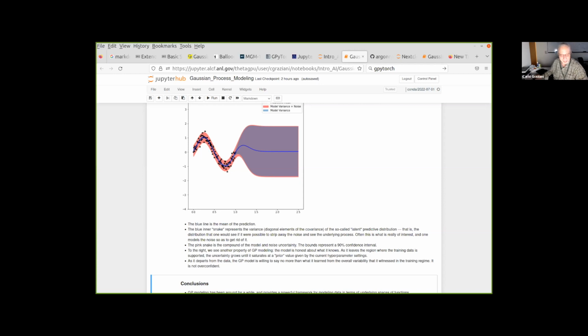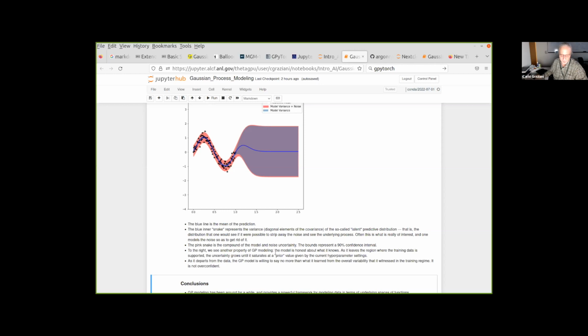The pink snake is both of them. There's both the model and the noise model together. These bounds represent a 90% confidence interval. Okay, now to the right, this is the interpolation region. This is the extrapolation region.